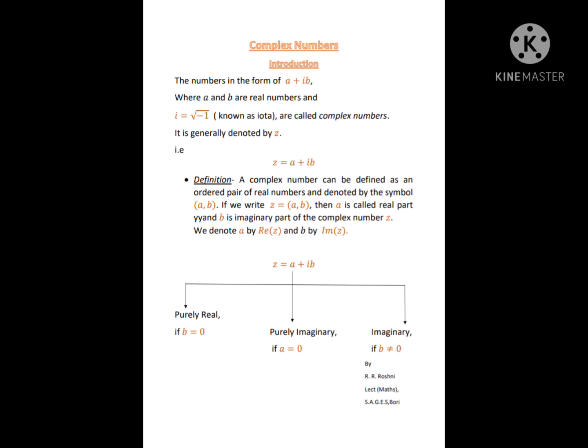Now what is a? A is the real part and ib is the imaginary part. So the definition of complex number goes like this.